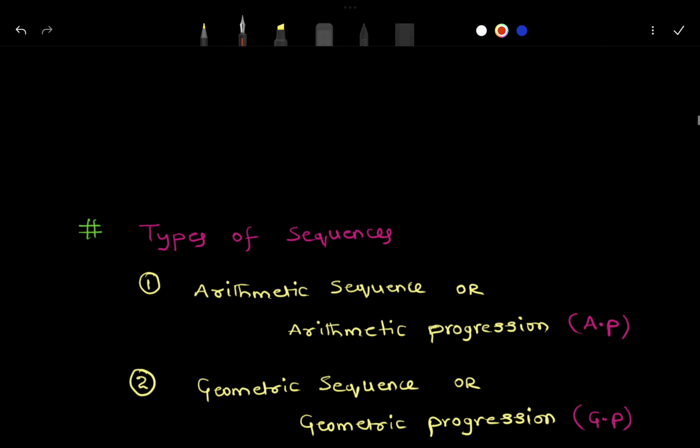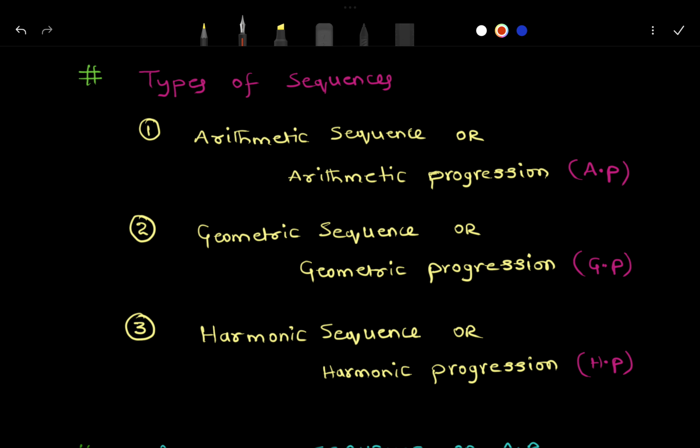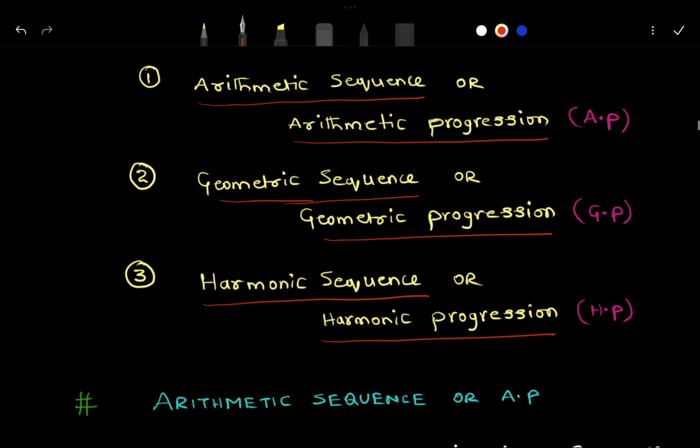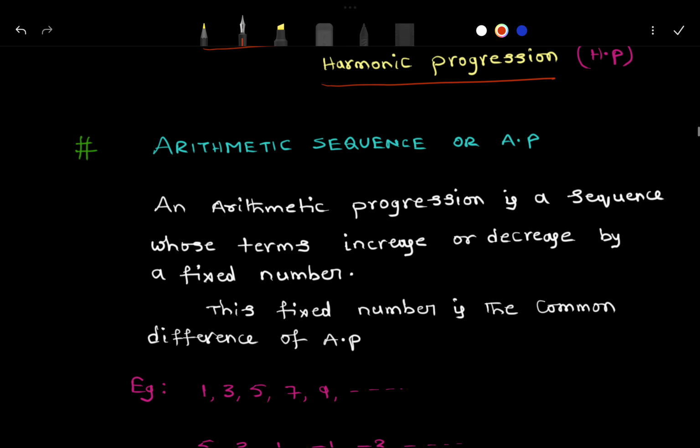Right, next see types of sequences. One is arithmetic sequence or arithmetic progression, shortly you can represent it as AP. Next one is geometric sequence or geometric progression. And next one is harmonic sequence or harmonic progression. Now first we will discuss arithmetic sequence.